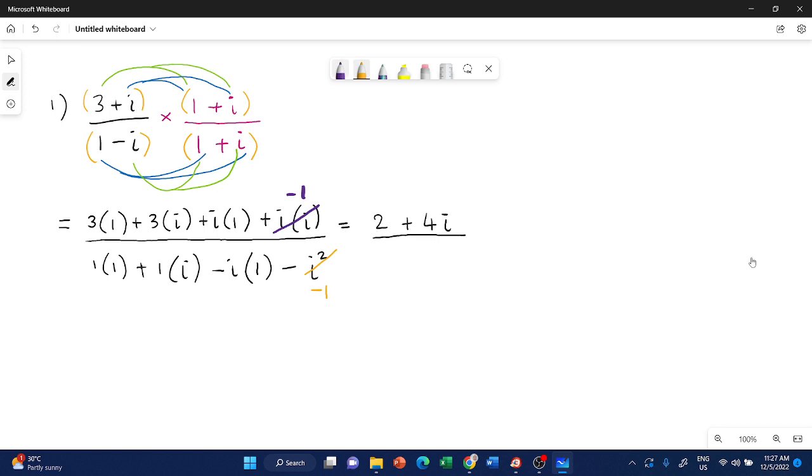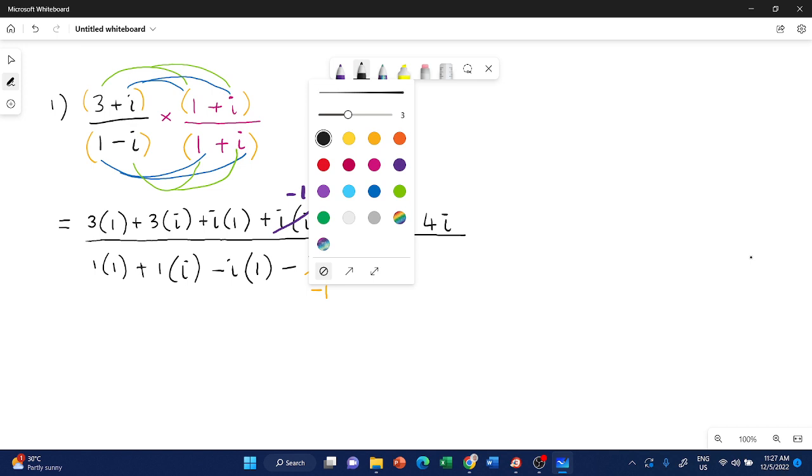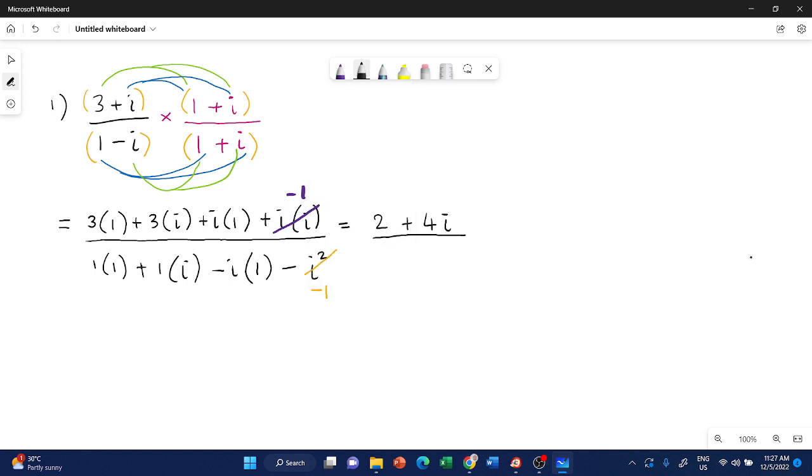There is a 1 here. So 1 plus 1, we have 2. So the middle one we have i minus i, which is 0. So we have only 2 for the bahagian bawah. That means you can simplify. Okay, so 2 divided by 2, 4 divided by 2. Then we have 1 plus 2i.